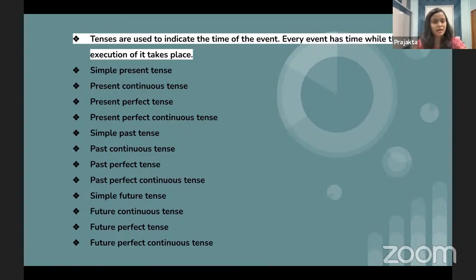So here are the 12 tenses. There are a total of 12 tenses, and here is the list. We are going to learn about it step by step, one by one.